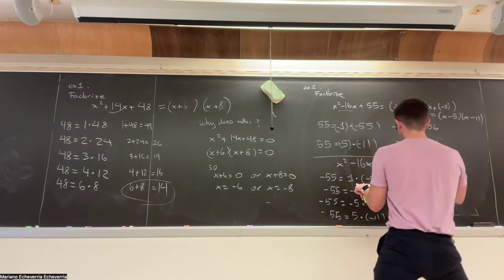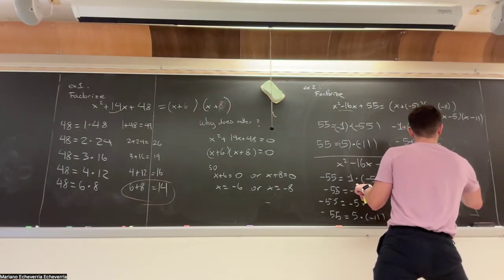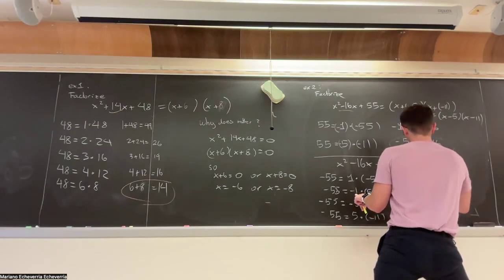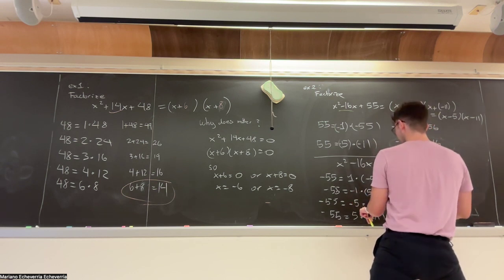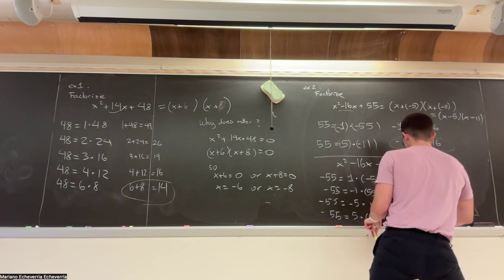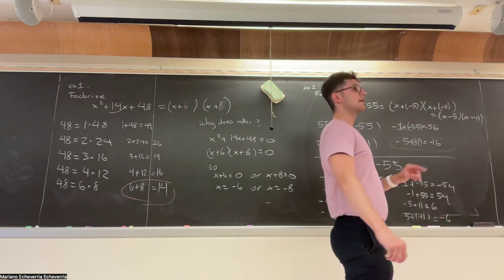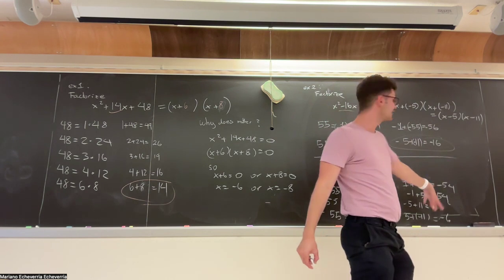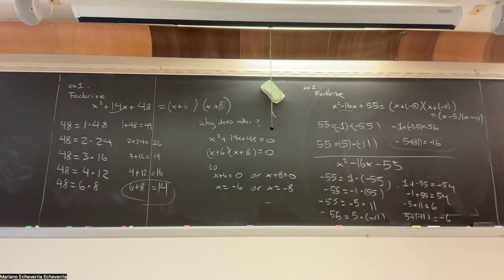So now if you add them together, you get 1 plus -55, which is -54, -1 plus 55, which is 54, then -5 plus 11, which is 6, and then 5 plus -11, which is -6. Does that make sense so far? And so what happens here is that none of these add up to what we would have needed, which is -16.